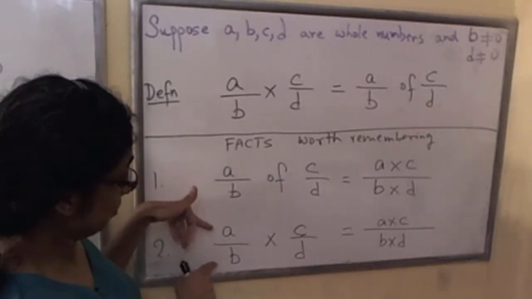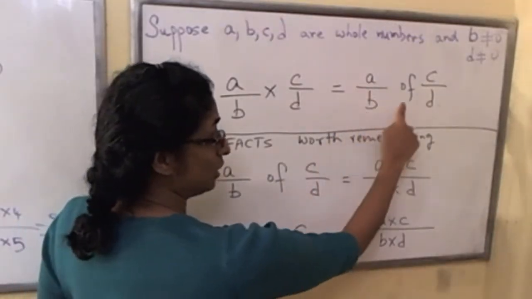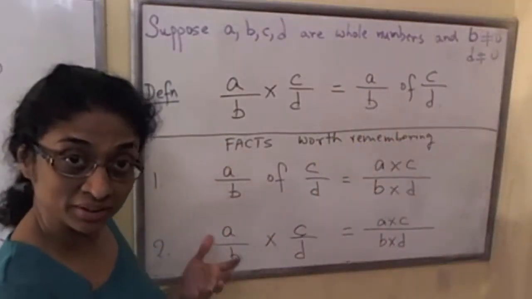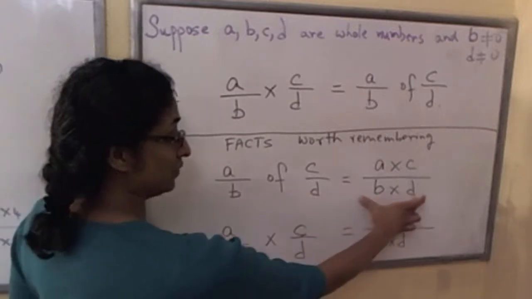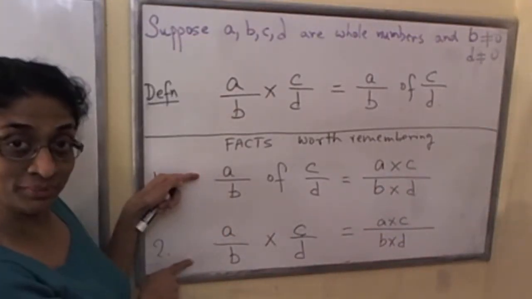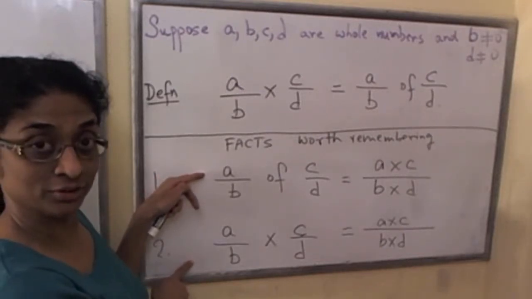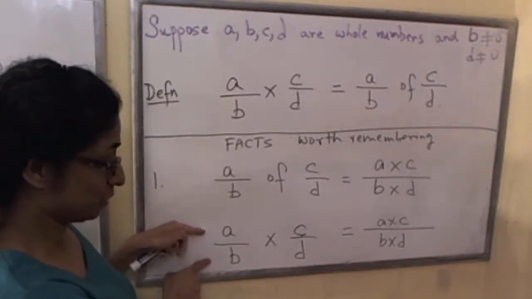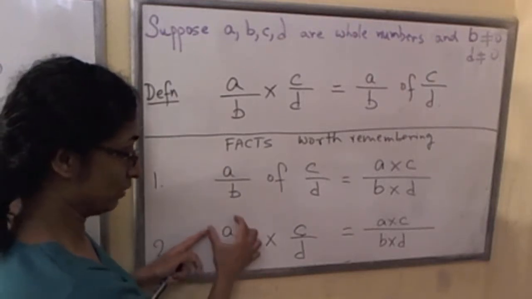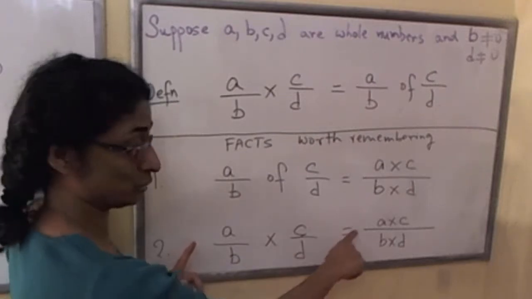All the videos we've been discussing so far will tell you why that's true. This one tells you a over b times c over d by definition is a over b of c over d, and by another video, we have this formula. So these 2 facts are worth remembering. They help you do the calculations. This one helps you go about calculating a fraction multiplied by another fraction. So be sure to remember this.